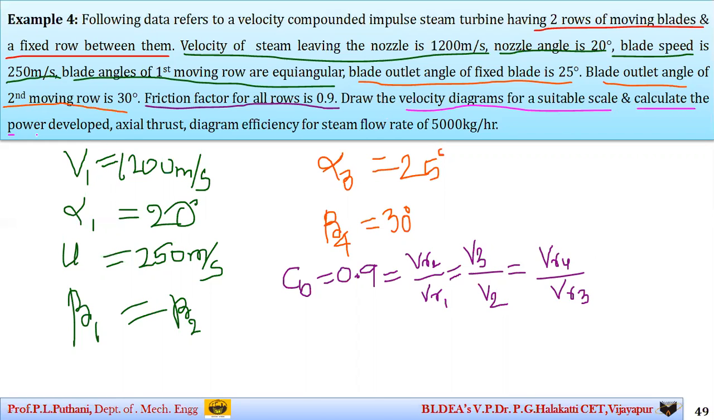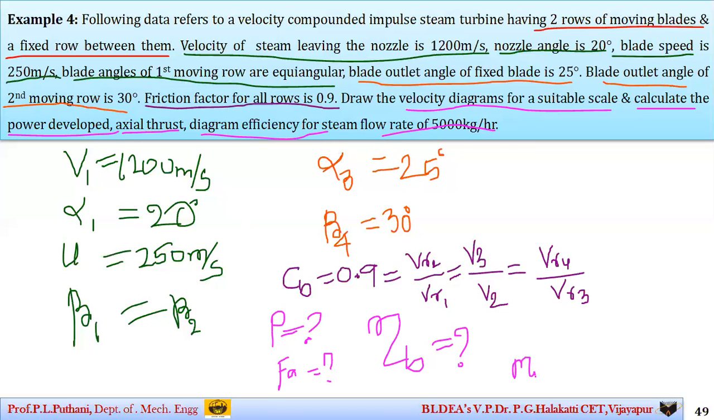Calculate the power developed, that is power P, once you draw the diagrams. Then you have to find out the axial thrust, that is FA, and the diagram efficiency, that is the blade efficiency, which you need to calculate, for a steam flow rate of 5000 kg per hour, that is MW is equal to 5000 kg per hour. This is the steam flow rate which he has assessed.